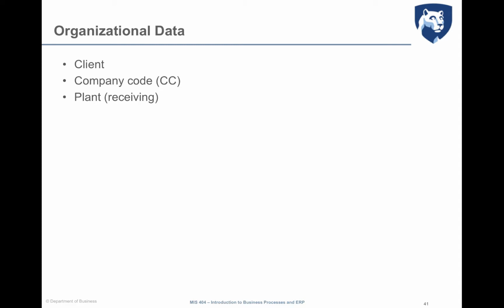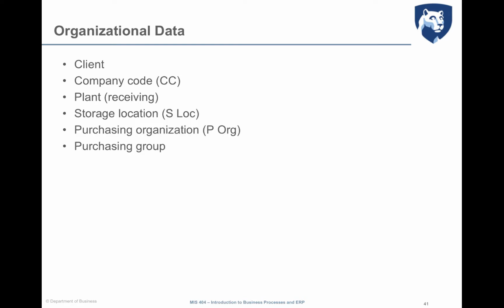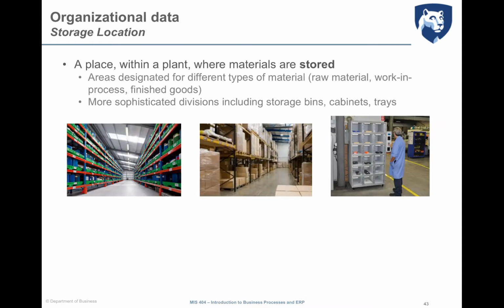But apart from client, company code, and plant, when we deal with procurement, three additional organizational data are relevant, in particular storage location, purchasing organization, and purchasing group, and we are going to explore these in more detail. Let's start with the storage location.